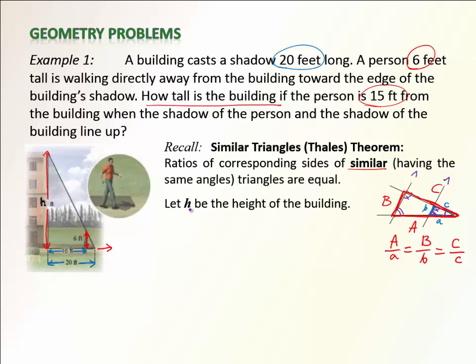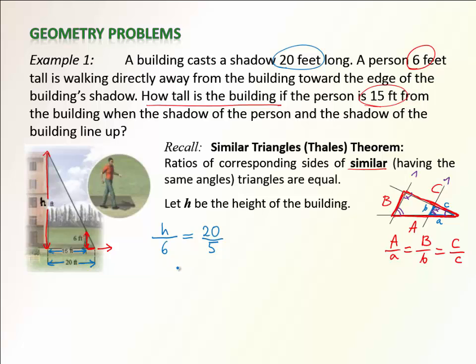At first we introduce the variable: let h be the height of the building, and then we need to set up the proportion of corresponding sides. So let's start with h, that corresponds to the height of the person, which is 6, equals, and now the base of the big triangle, which is 20, corresponds to the base of the small triangle, which is just this part. So this part is the same as 20 minus 15, which is 5. So 20 divided by 5.